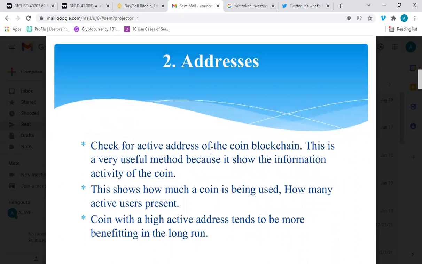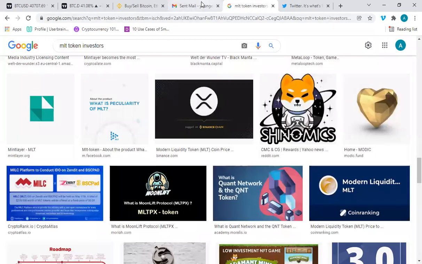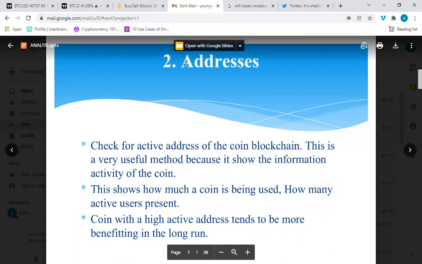This gives you a useful method because it shows the activity of the coin. It also shows how much a coin is being used and how many active users are present. Coins with high active addresses tend to be more beneficial in the long run. If a coin has many active addresses, it means there are a lot of people actually investing in the coin. They actually know the coin, they actually hold a portion of the coin. Coins that are not popular, coins that are not viral, don't usually have many addresses.